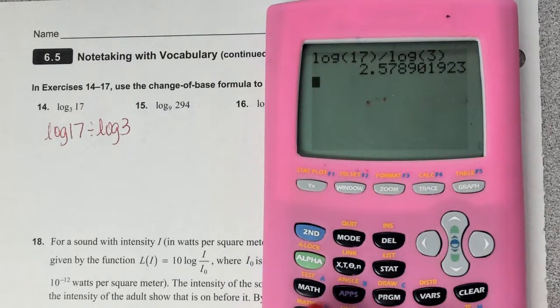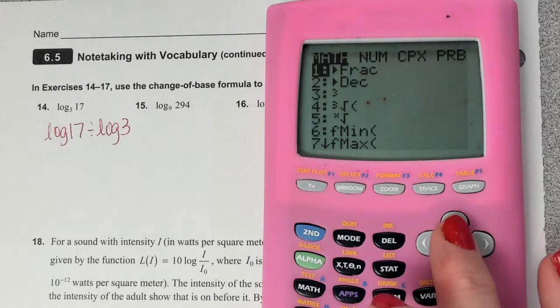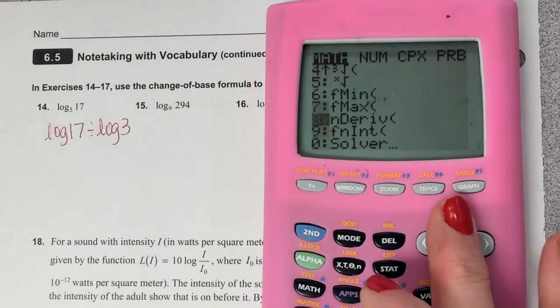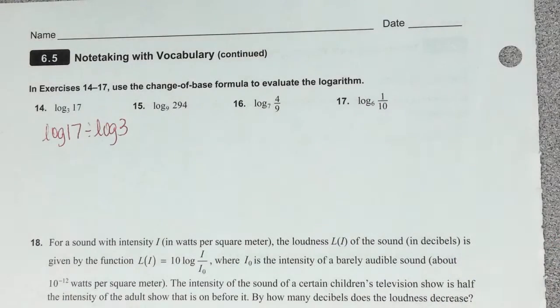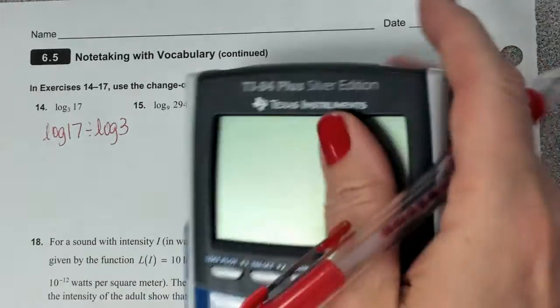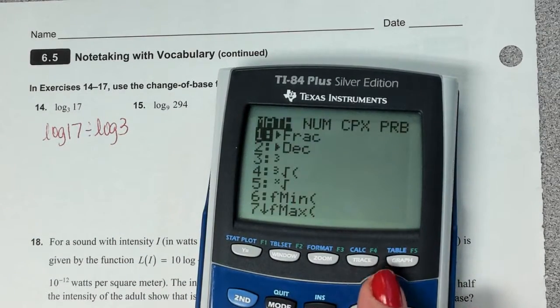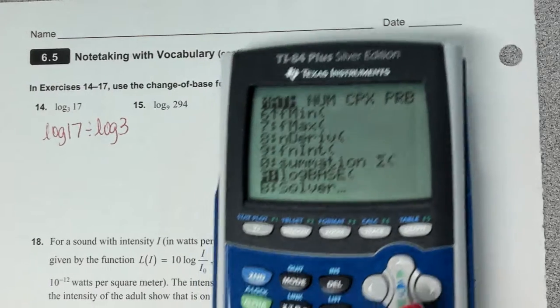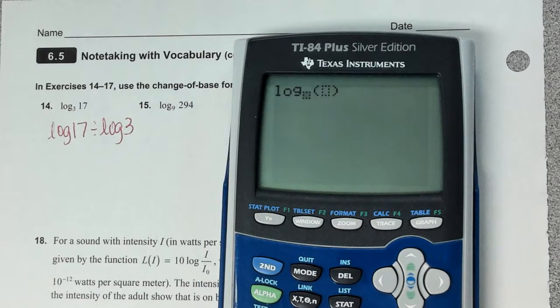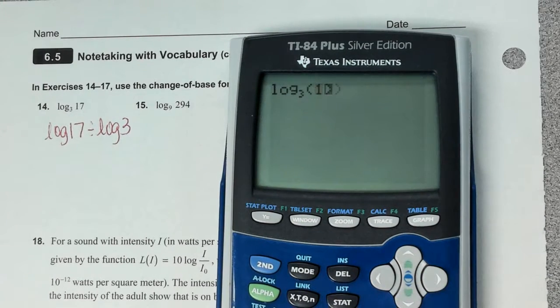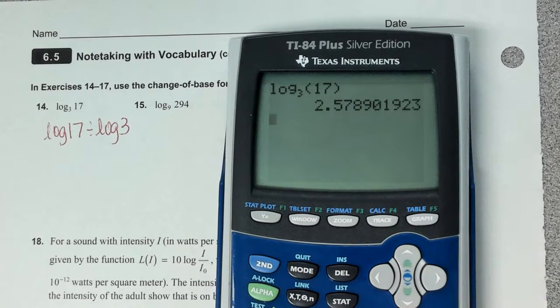The other way to do it is if you have the math and if you arrow up. Okay, this calculator does not have that. Let me try my other one here. On this one, if I go to math and I arrow up, I can get to log base. And this is the easier way of doing it. I can just do log base 3 of 17. Okay, we get that.